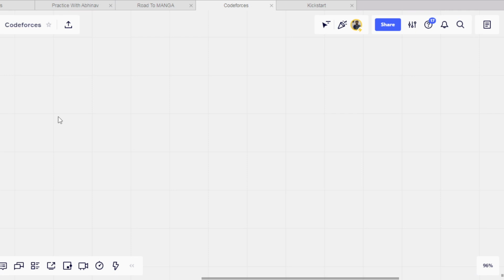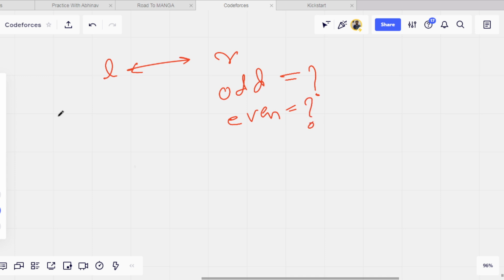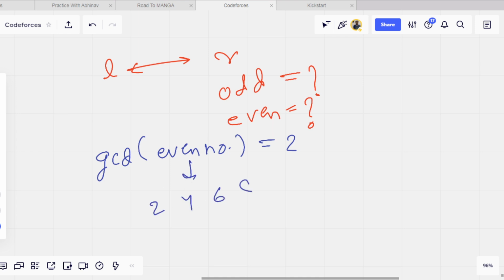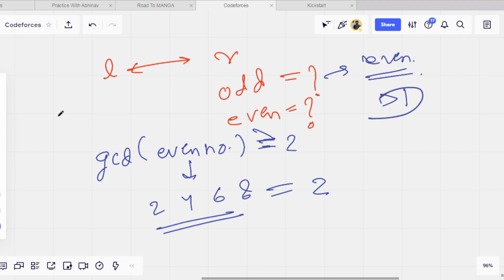According to the problem, we are given the numbers from L to R. The first observation is how many odd numbers and how many even numbers there are between L and R. We calculate this because the GCD of even numbers, like 2, 4, 6, 8, any even numbers, is always greater than or equal to 2. So we have to make the GCD of all these numbers greater than 1, so we can make all the numbers even numbers, and then their GCD will also be greater than 1.